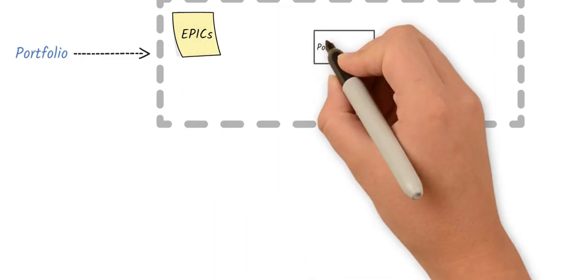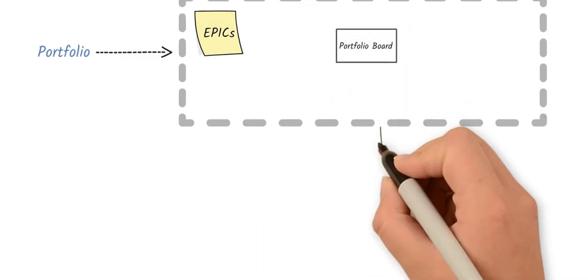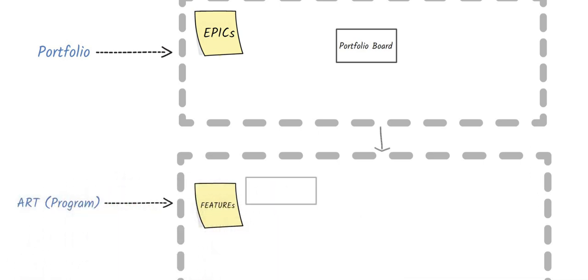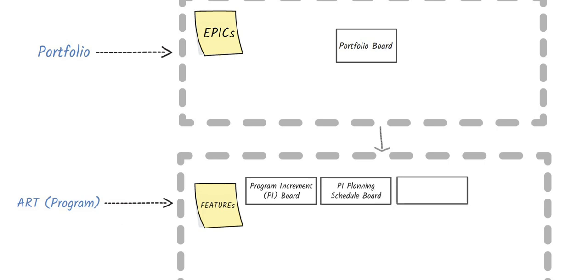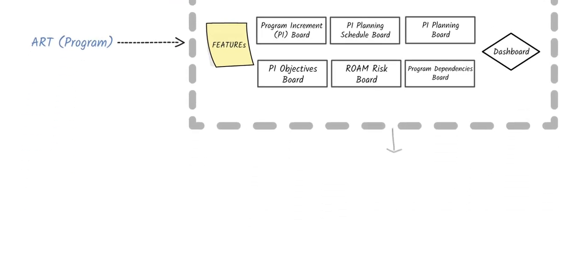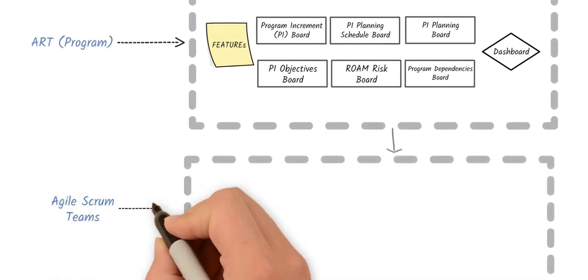If we take a look at our overall structure of our solution at the top, we have the portfolio level where our epics live, then we have our program or Agile release train, ART. Under the program, we have the features. Under this program, we have a handful of other boards like Program Increment Board, PI Planning Schedule Board, PI Planning Board, PI Objectives, our ROAM Risk Board, Program Dependencies Board, and Dashboard. Below our program, we have our Agile teams and their respective user stories.